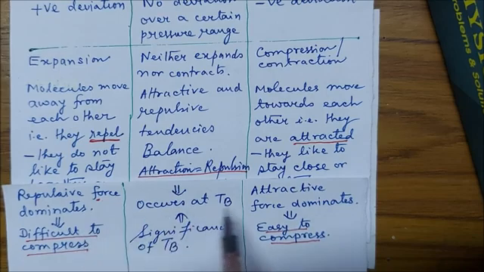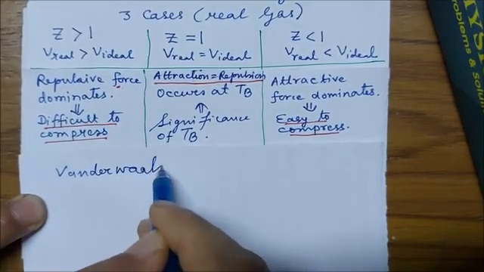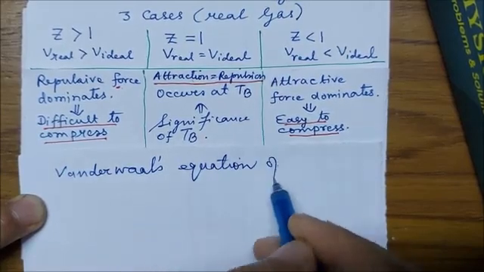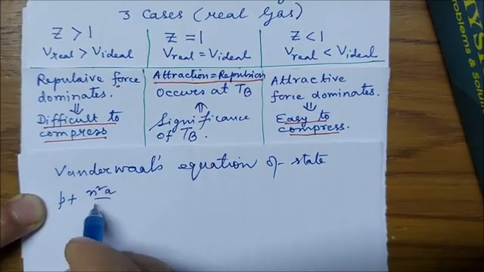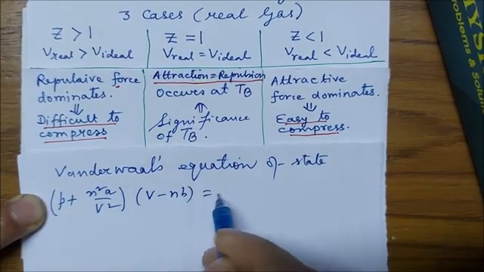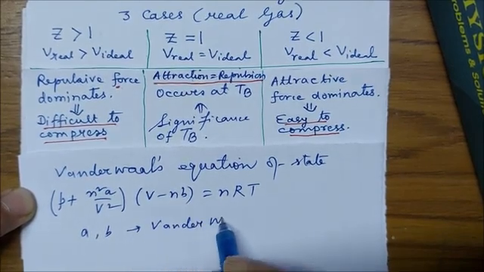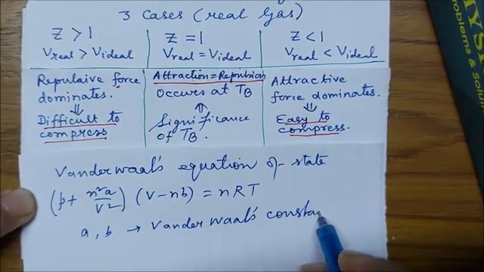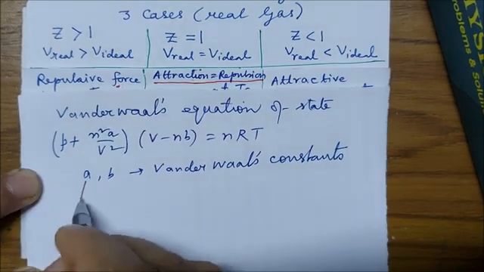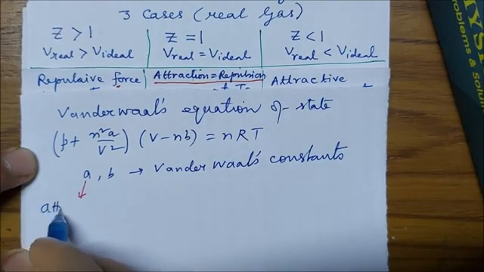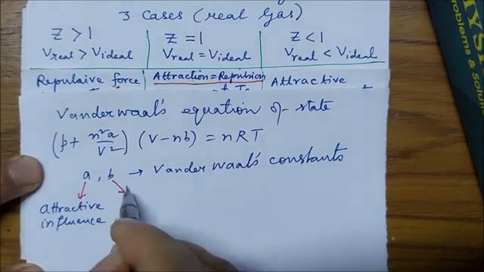Let us now re-explain these things, but now in terms of van der Waals constants. The van der Waals equation of state that describes a real gas is given by where A and B are called the van der Waals constants. And the significance of these constants are that A has attractive influence while B has repulsive influence.